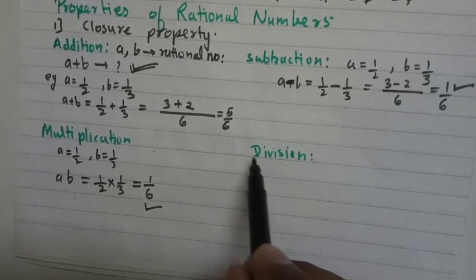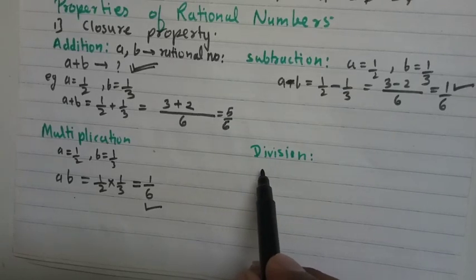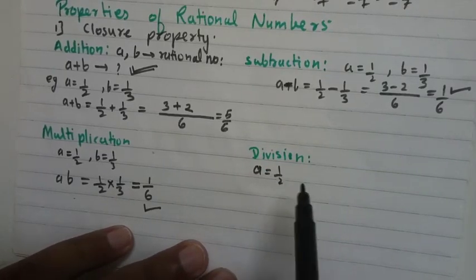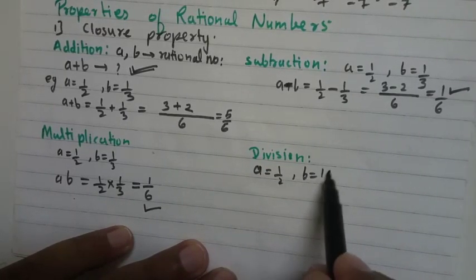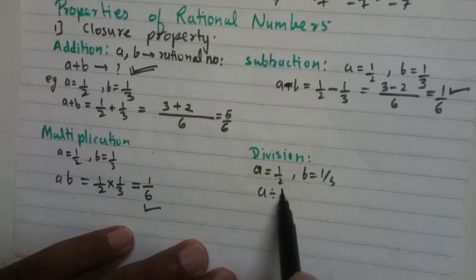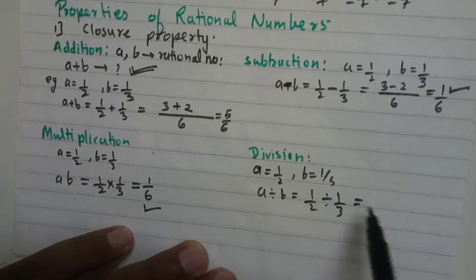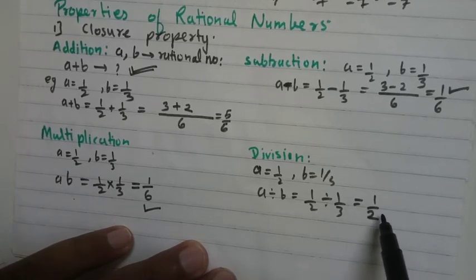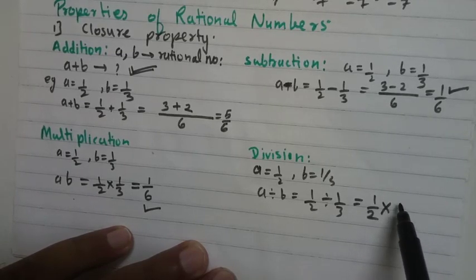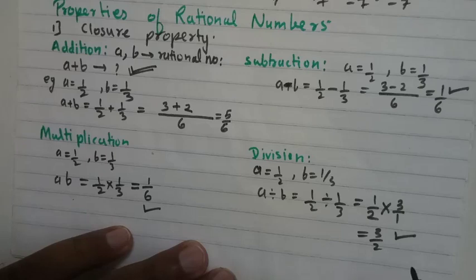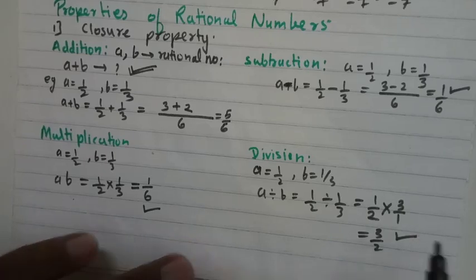Now here there is one problem. If I take a as 1/2 and b as 1/3, then a divided by b is nothing but 1/2 divided by 1/3. When I simplify, if we multiply by the reciprocal, this becomes 3/1, so it comes out to 3/2. So it is again a rational number. But is it true for each and every rational number? The thing is, no.